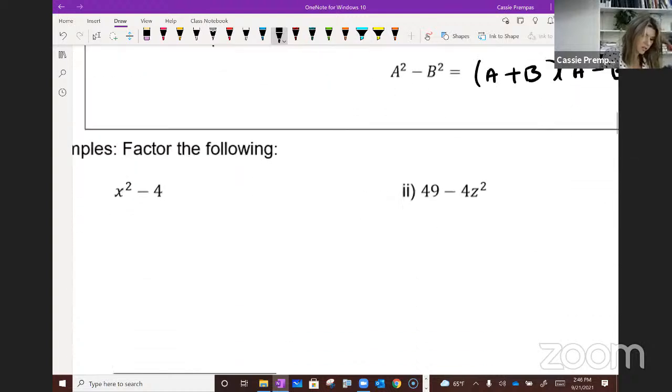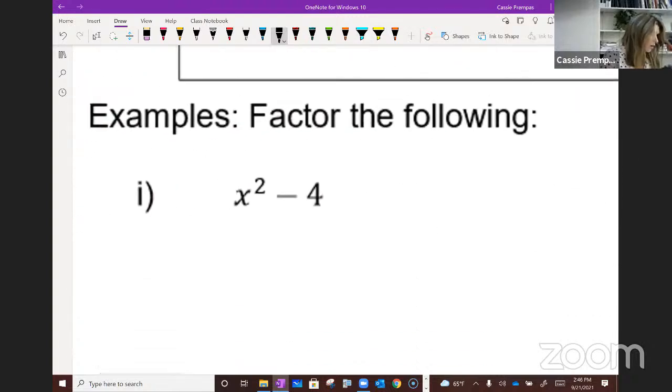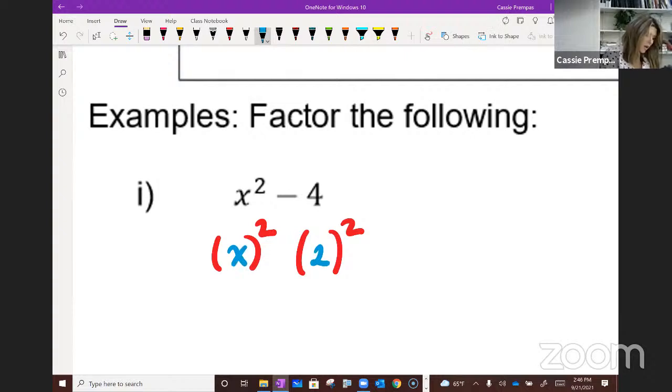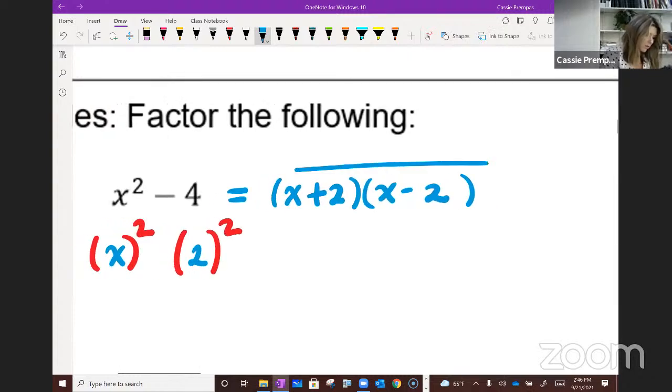Let's take a look at this first example, x squared minus 4. First thing we have to look at is what is representing a, so essentially what's being squared, and what's representing b. What value squared gives you x squared? Good. What value squared gives you 4? 2. Good. So as I factor this down, it's going to be a minus b, a plus b, or a plus b, a minus b. So in this case, that would look like x plus 2, x minus 2. And that would be my answer.